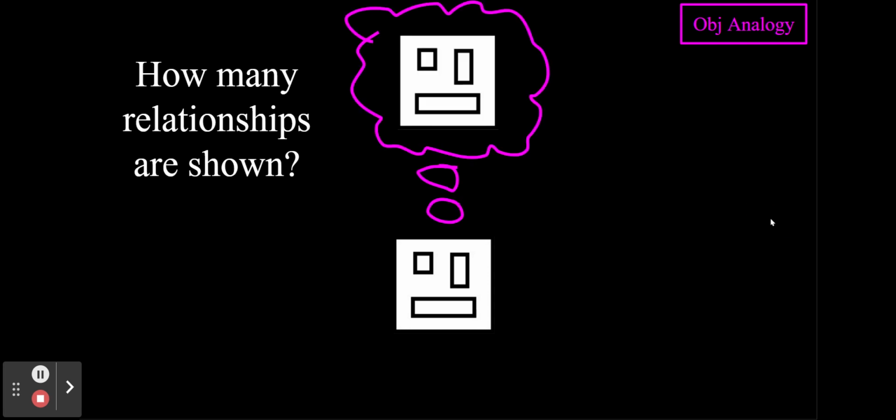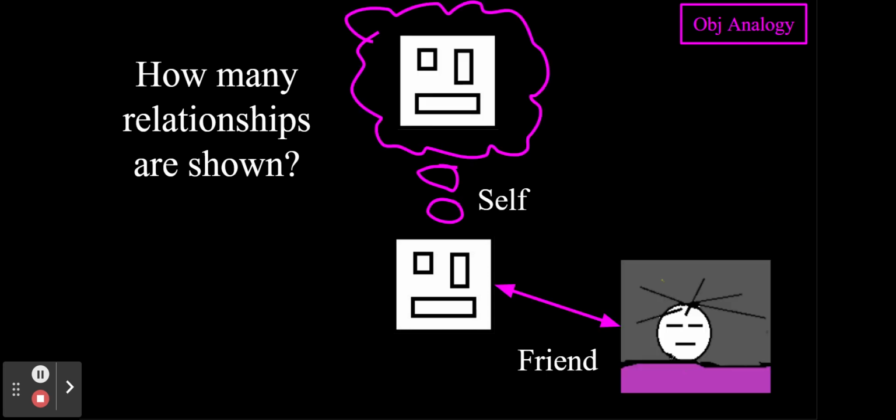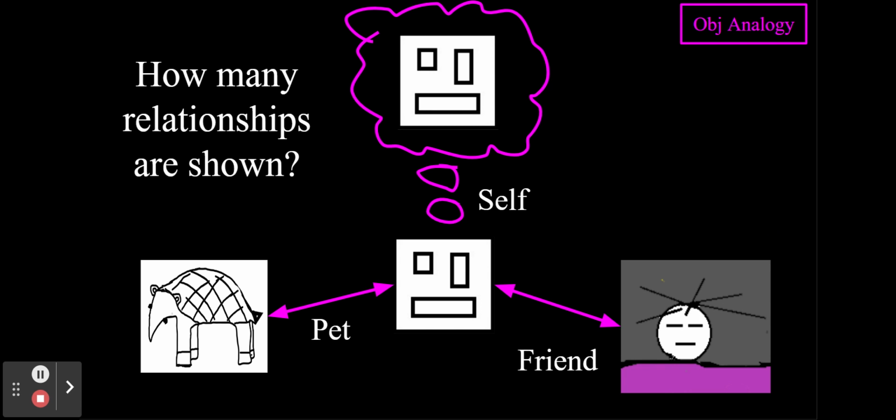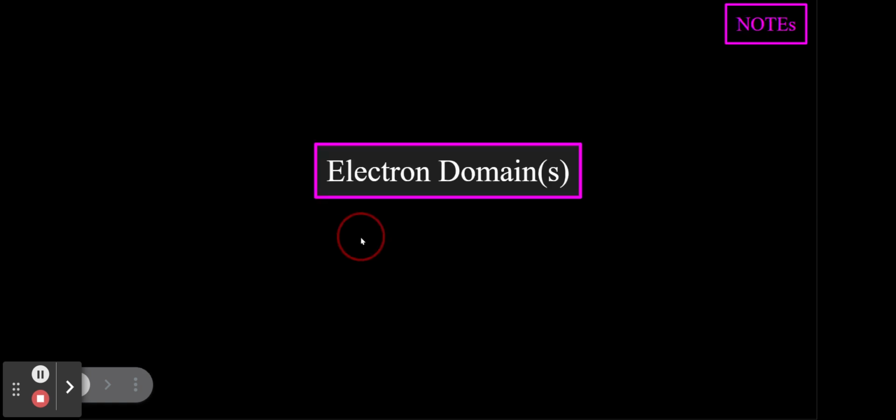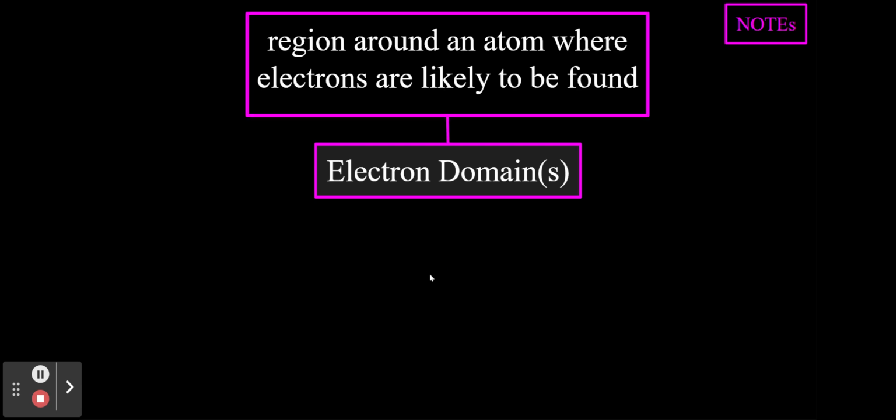You could think of domains like relationships. How many relationships is Dr. Square shown in here? He's in 3. All right. Because all domains are actually equal to each other when you compare them. All right. What is an electron domain? It's basically a place around your nucleus where you're going to find these electrons, where they're likely to be found.